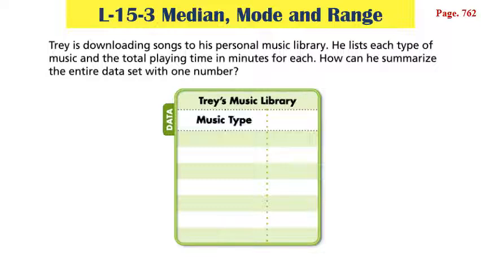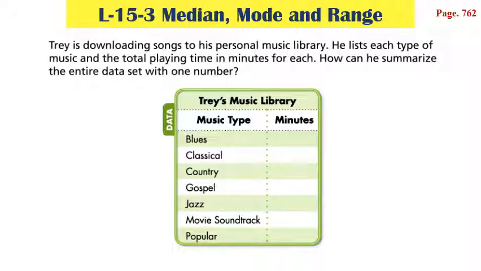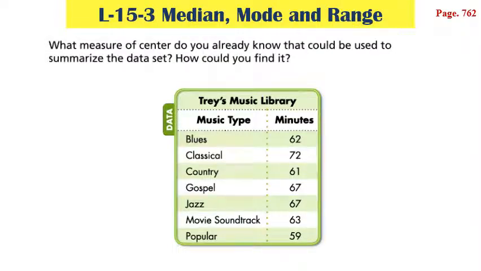Trey is downloading songs to his personal music library. He lists each type of music and the total playing time in minutes for each. How can he summarize the entire data set with one number? You can use quantitative measures like mean, median, mode, and range to summarize a data set. What measure of center do you already know that could be used to summarize the data set? How could you find it?